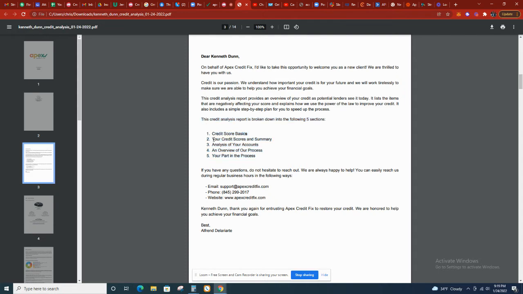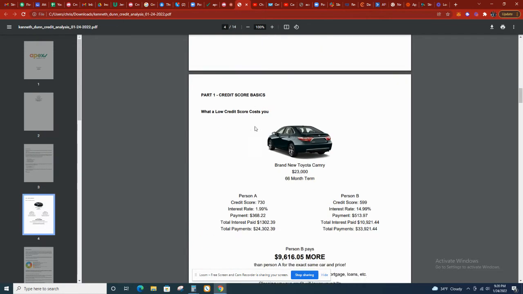The next thing is your credit scores and summary. So that's going to give them a brief summary of how many accounts they have and what their actual scores are. The next one is super, super important. Number three, analysis of your accounts. Number four, an overview of our process, meaning you, the credit repair company. And number five, super important, what your customer is going to need to do to help them and you as the credit repair company. Now we're going to just jump to part one.